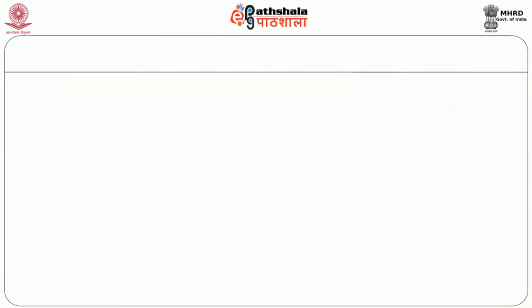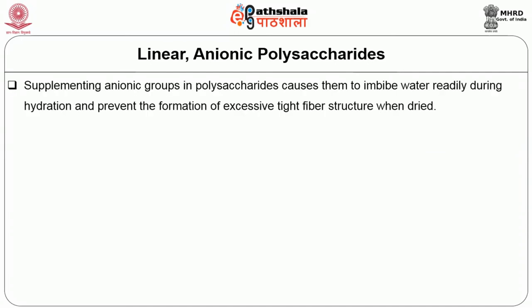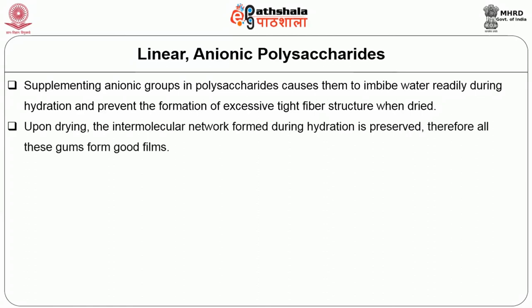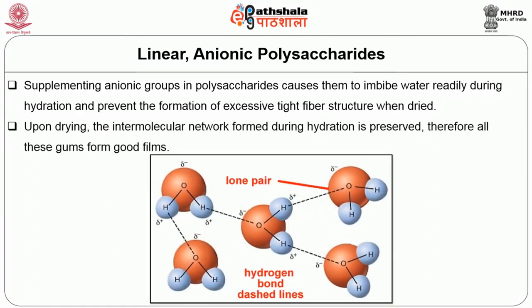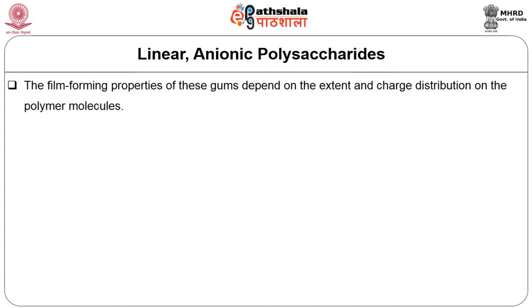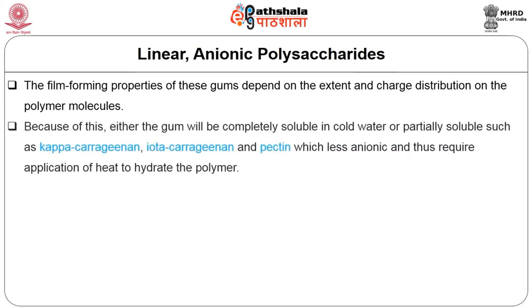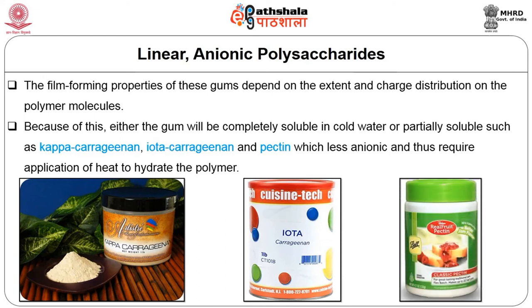The second classification based on the structure of polysaccharide is linear anionic polysaccharides. Supplementing anionic groups in polysaccharides causes them to imbibe water readily during hydration and prevents the formation of an excessively tight fiber structure when dried. Upon drying, the intermolecular network formed during hydration is preserved. Therefore, all these gums form good films. The film forming properties of these gums depend on the extent and charge distribution on the polymer molecules. Because of this, the gum will be either completely soluble in cold water or partially soluble, such as kappa carrageenan, iota carrageenan and pectin, which are less anionic and thus require application of heat to hydrate the polymer.